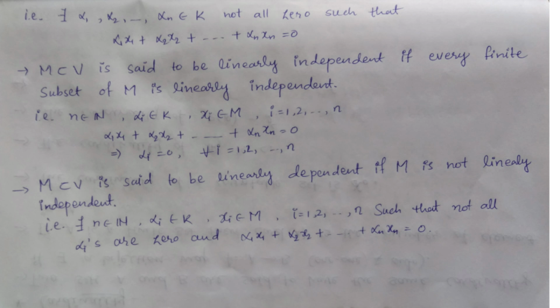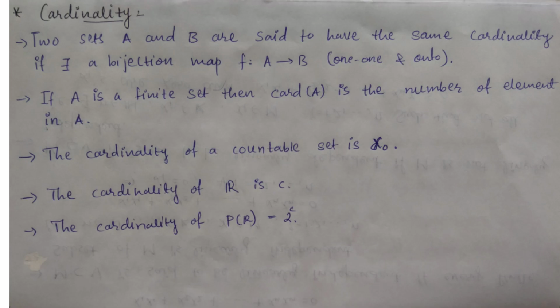Here, M ⊆ V is said to be linearly independent if every finite subset of M is linearly independent. This is the definition of linearly independent. And M ⊆ V is said to be linearly dependent if M is not linearly independent. This is the definition of linearly dependent.